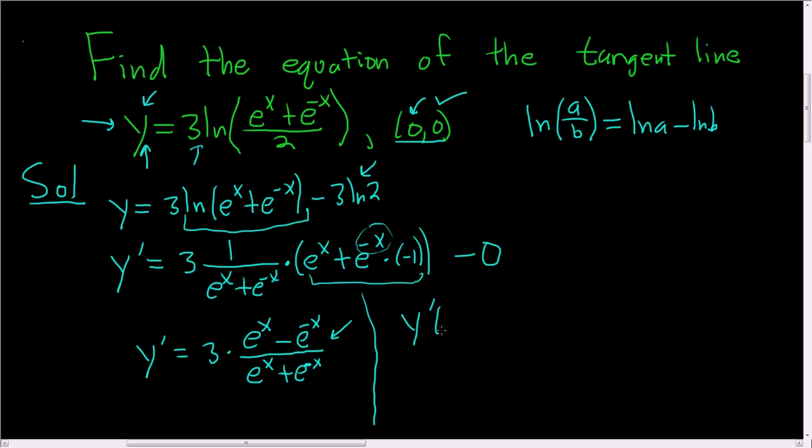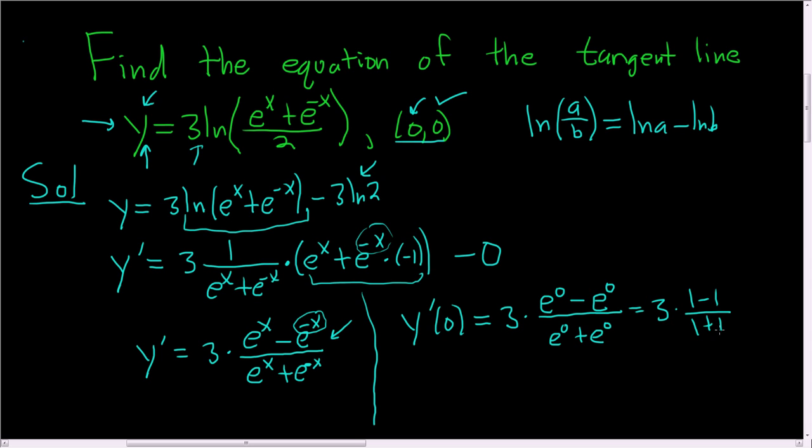So all we do is plug in 0, and we get 3 times, we have a fraction, e to the 0 minus, and then plugging in a 0 here, we get e to the 0, right? e to the minus 0 is 0. e to the 0 plus e to the 0. So we end up with 3 times (1 minus 1) over (1 plus 1), or 3 times 0 over 2, which is 0. So at this point, you can think about it and say, hey, this is the slope. The slope is 0, so it must be a horizontal line. It passes through the origin, so it must be y equals 0.